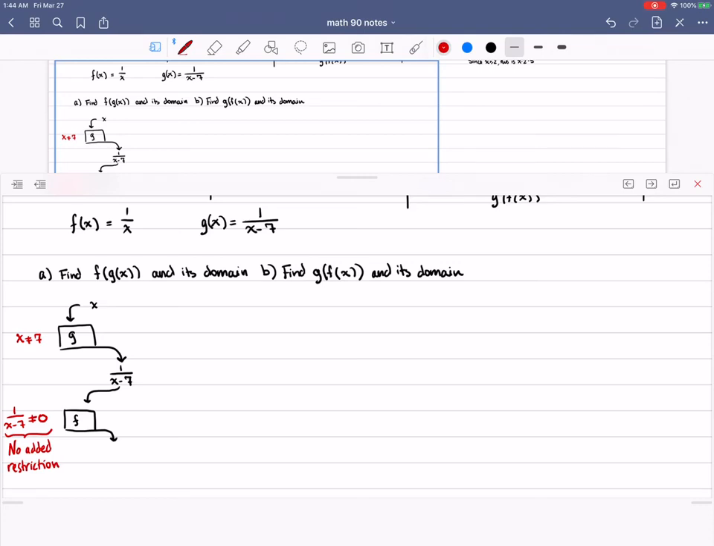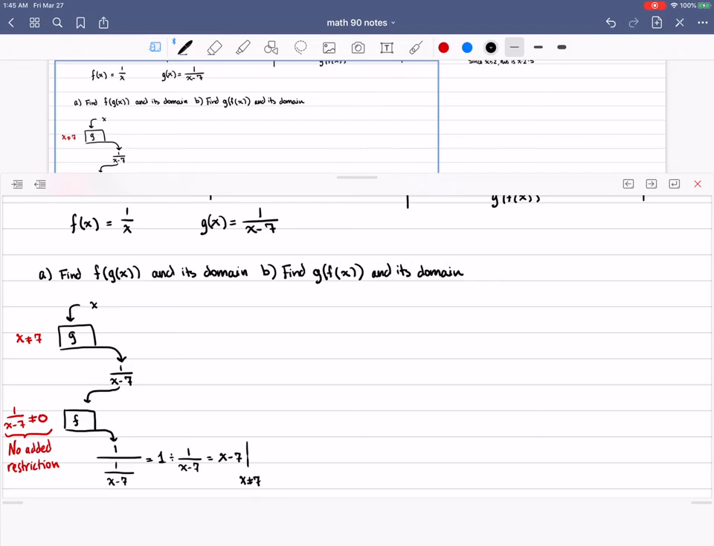So, what does F do? Well, F is the reciprocal function. So, let me write it this way. 1 over X minus 7, which is the same as 1 divided by 1 over X minus 7. And dividing by something is the same as multiplying by its reciprocal, which means that this is just X minus 7. And again, it's not X minus 7 in its entirety. It's X minus 7 with the added restriction that X cannot be 7.